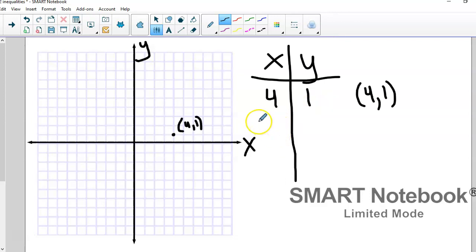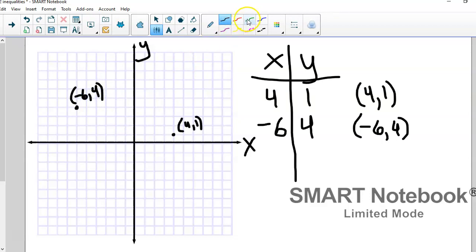Okay, let's do another one. Let's try (-6, 4). Our x value is -6. So we're going to start here at the middle at 0, and since our x value is negative, we're going to go to the left 6 spaces: 1, 2, 3, 4, 5, 6. Our y value is positive 4, so we're going to go up 4: 1, 2, 3, 4. Let me put a dot there. This is (-6, 4).